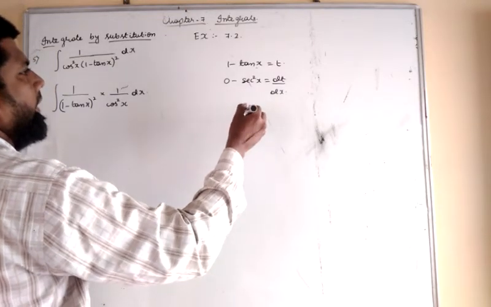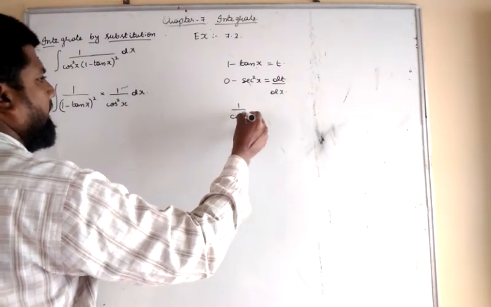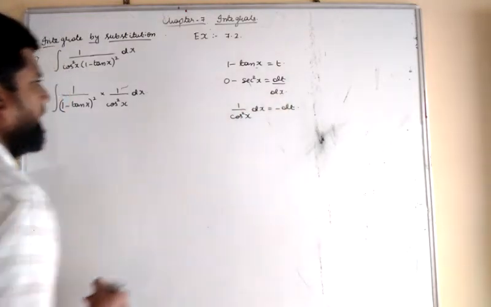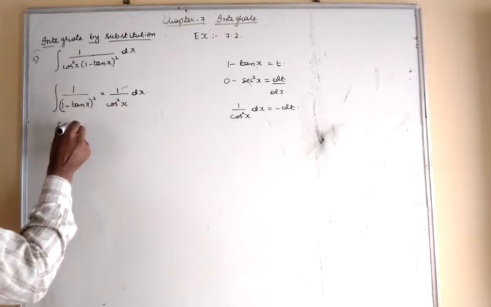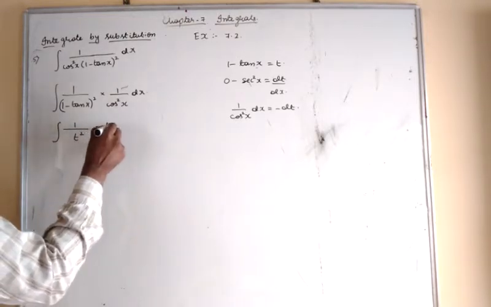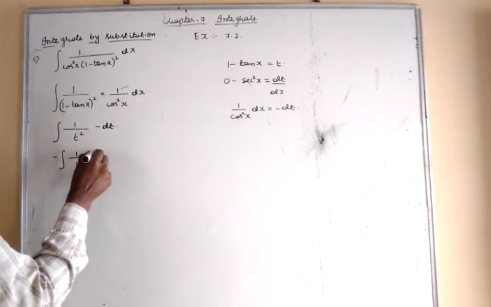Then secant square, which can be written as 1 by cos square x dx, is equal to minus dt. If you substitute in this, 1 by t square into minus dt. Minus is a constant, so minus 1 by t square dt.